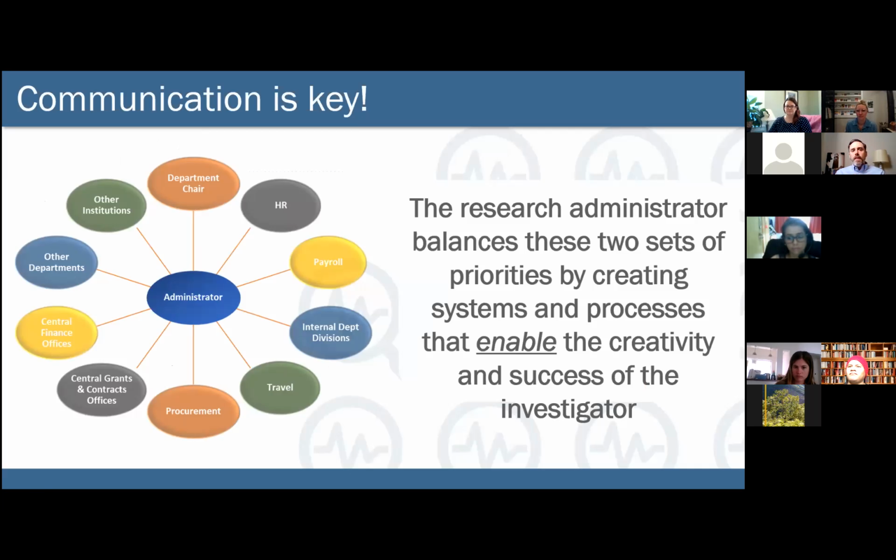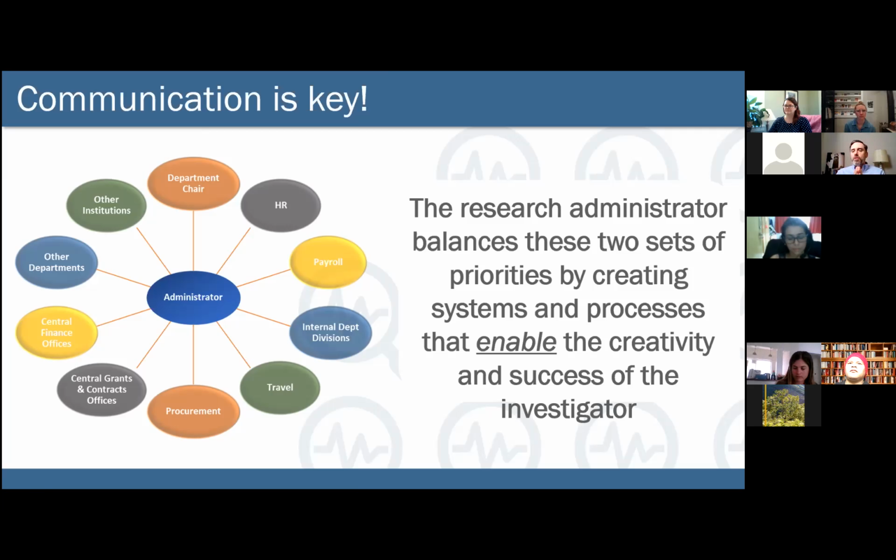So on this slide, you can see the administrator is in the middle, and you have all these other kind of job functions around the outside, whether that's the academic department, the department chair, if that's the kind of organization you're in, human resources, payroll, travel, purchasing, grants and contracts. And it's the research administrator's job to enable the investigator, right?